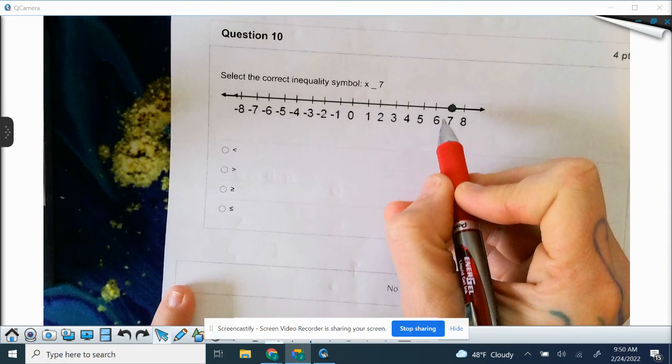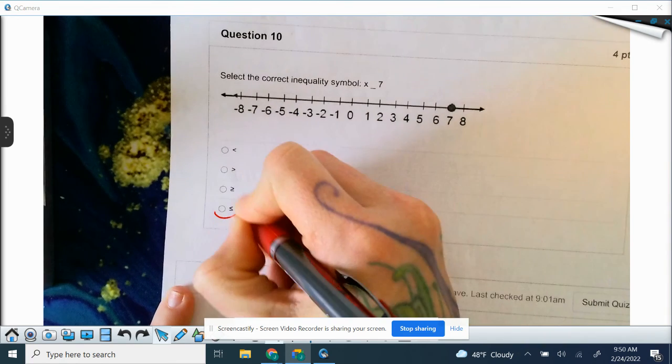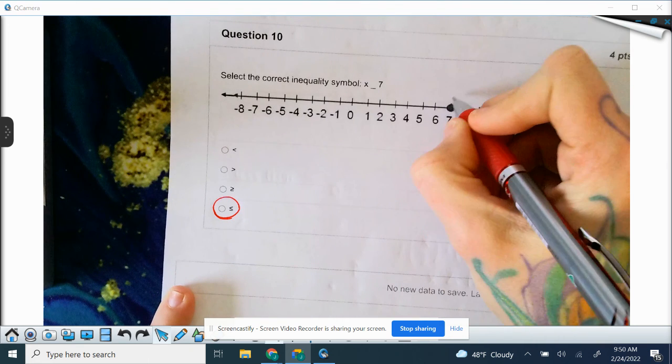Number 10. So again, it's shaded. It looks like we got double going this way again. It's going to be less than or equal to, because there's your equal to right there with a solid circle.